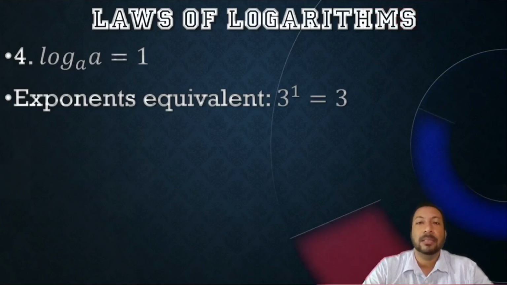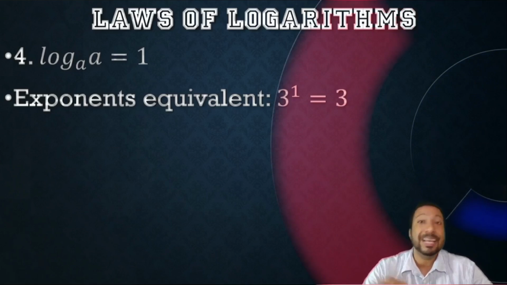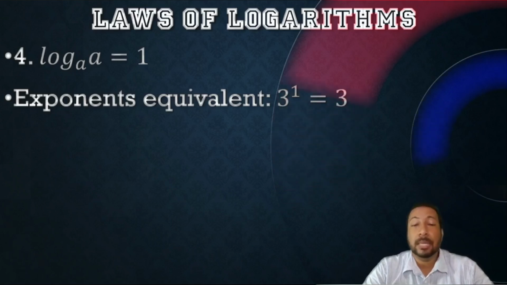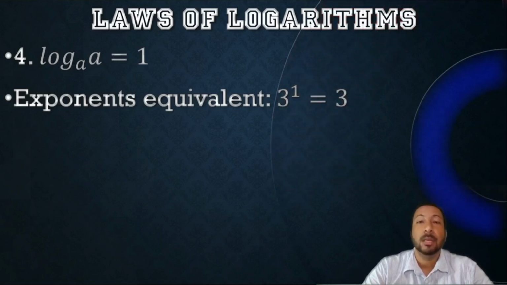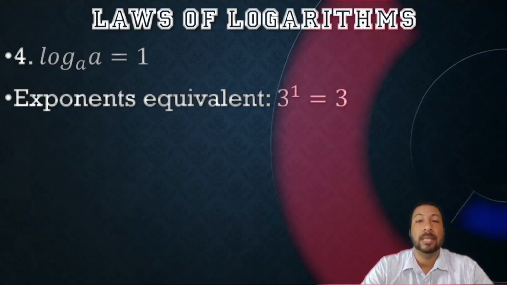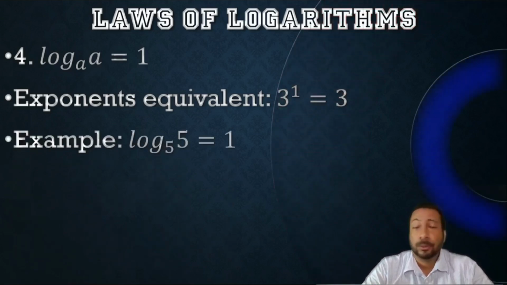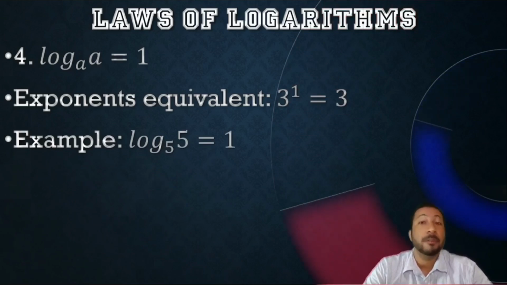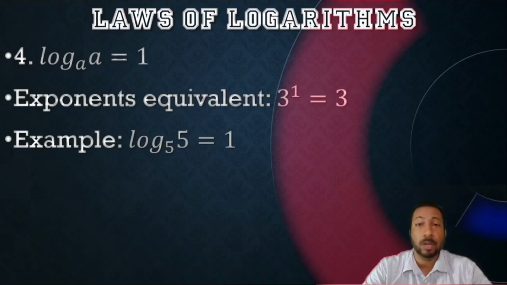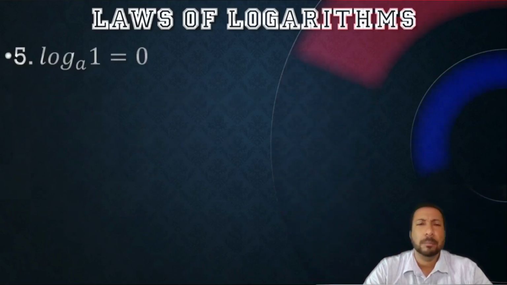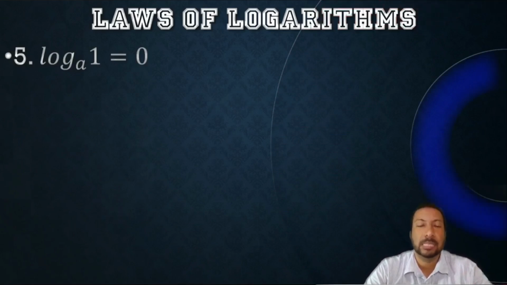So if you were to find the log of that number in that base, it would just be equal to 1. Because the log of a in base a is just saying what power must you raise a to in order to get a. And since any number raised to the 1 power is the number itself, then the answer has to be 1. So just to look at an example, what's the log of 5 in base 5? That's equal to 1.